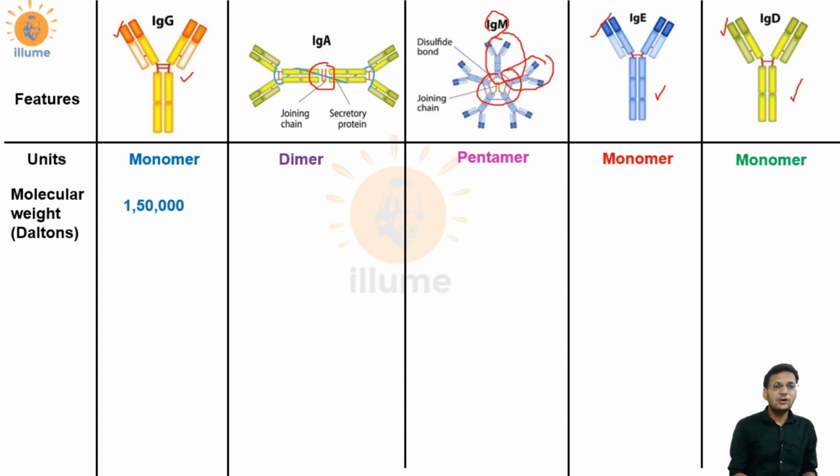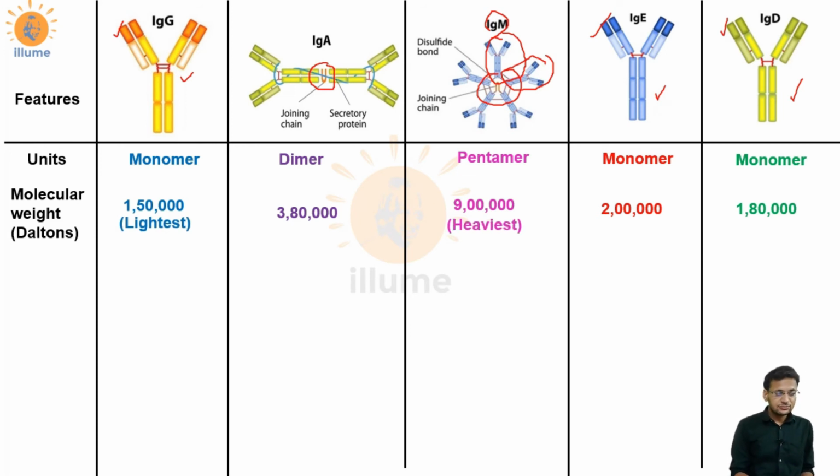Now if I talk about molecular weights, and the unit would be Daltons, IgG is 1,50,000 Daltons, IgA is 3,80,000 Daltons, IgM 9,00,000 Daltons, IgE 2,00,000 Daltons, and IgD is 1,80,000 Daltons. No need to remember the molecular weights for NEET exams, but you should remember which is the heaviest and which is the lightest antibody. The heaviest is IgM with a weight of 9,00,000 Daltons, and the lightest is IgG with a weight of 1,50,000 Daltons.